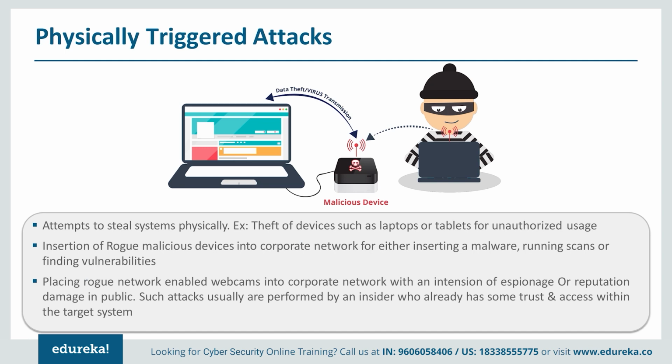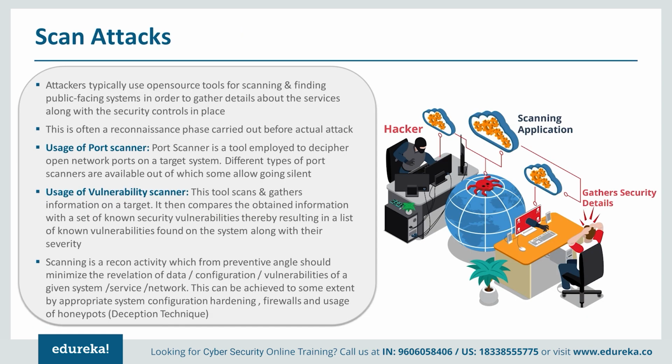Physically triggered attacks use rogue devices. What happens when a person comes and connects a device to your local network? That can be any device: a router, a switch, a computer, or even a network sniffing device, which gets connected to your network physically and becomes a part of your network.